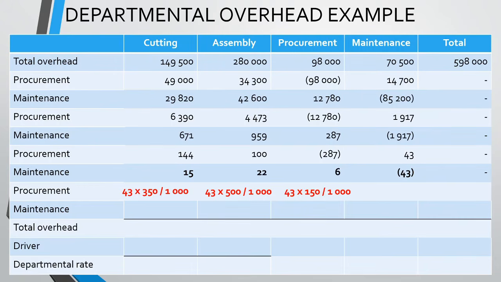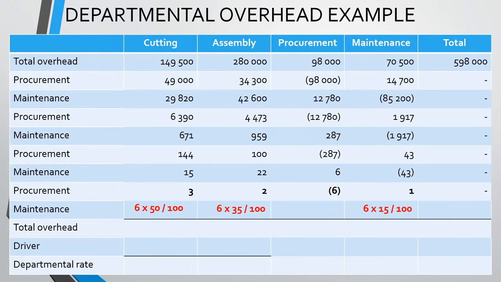To allocate out the 43 Rand, we continue to use the maintenance hours for the maintenance department. Again, our maintenance department is empty, but procurement now has a balance of 6 Rand. This amount needs to be allocated again, and you will notice that this has become a very repetitive process. We repeat and we allocate out the 6 Rand using our proportions for raw material orders.